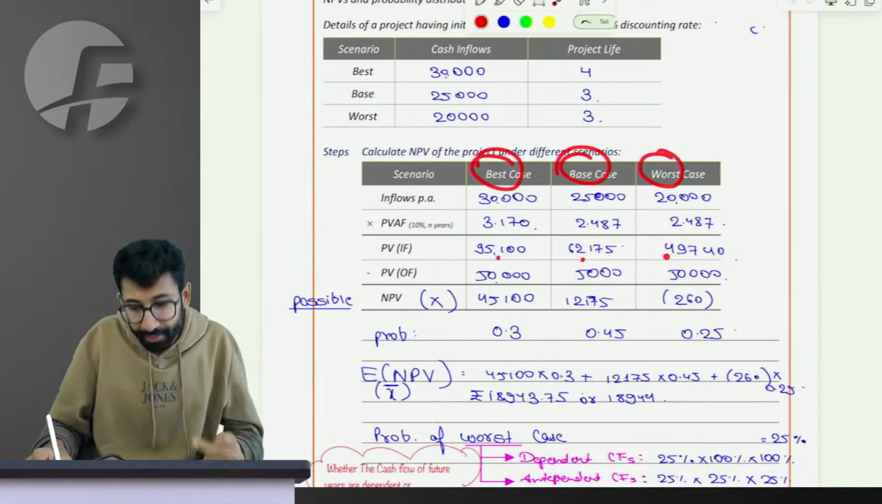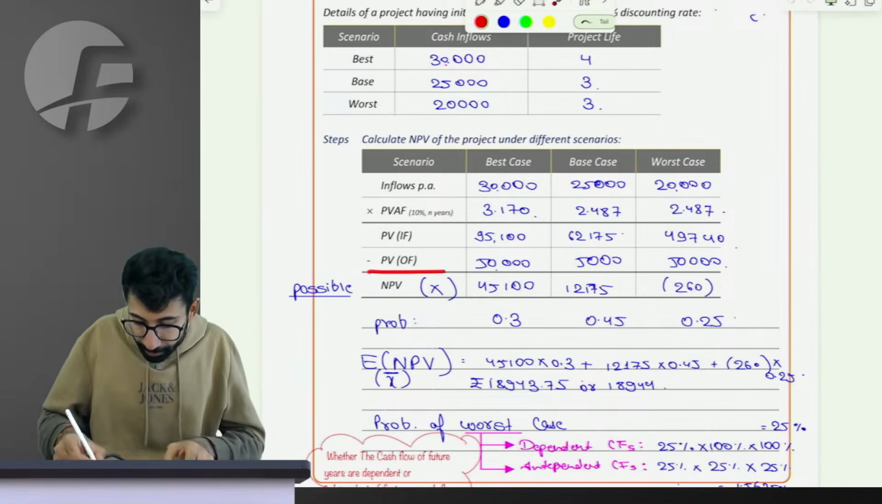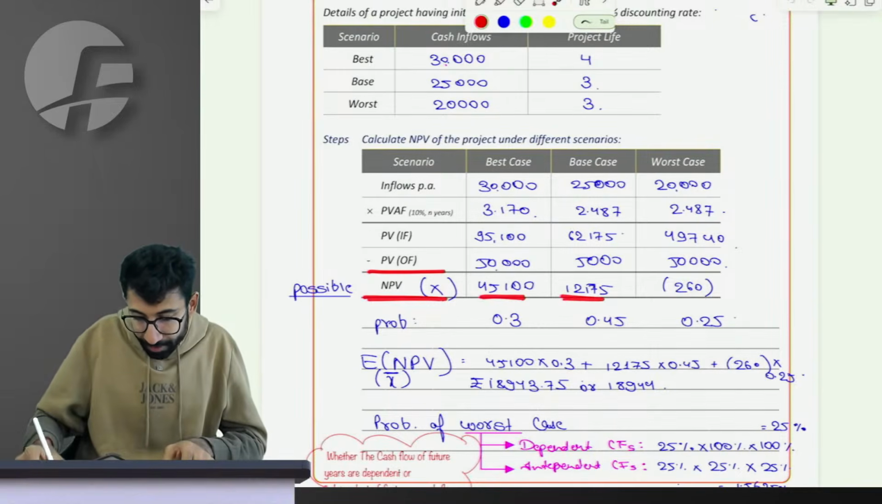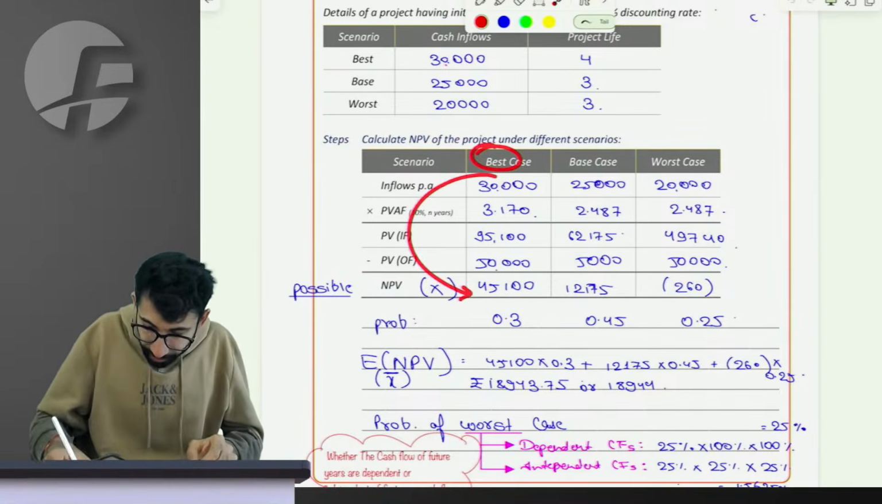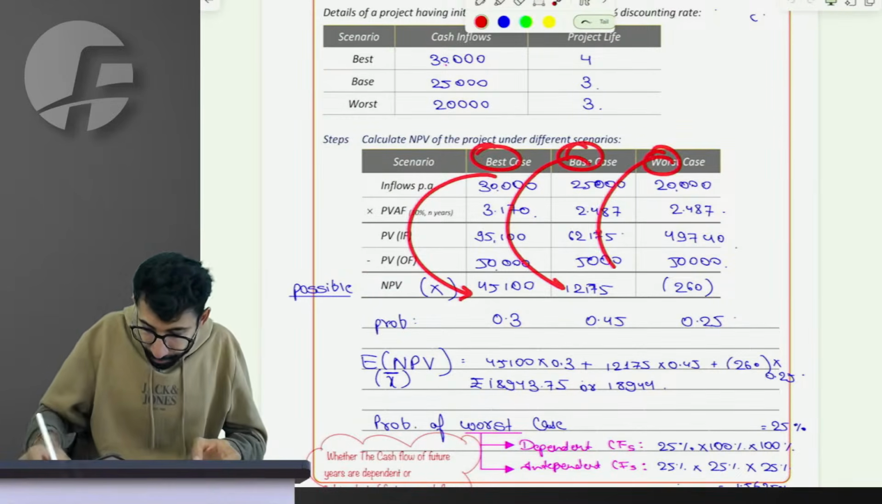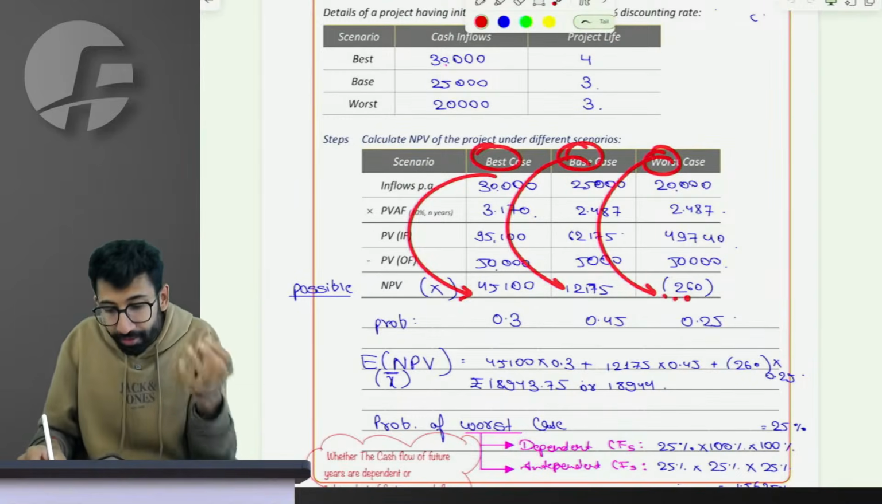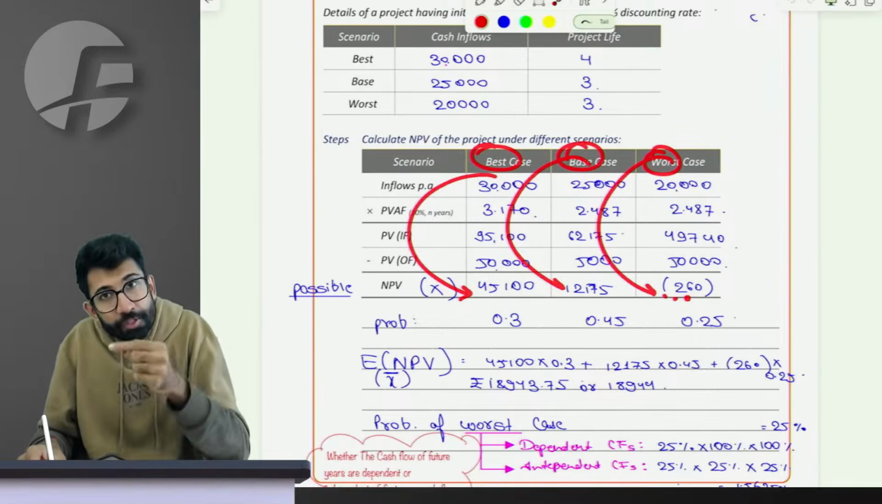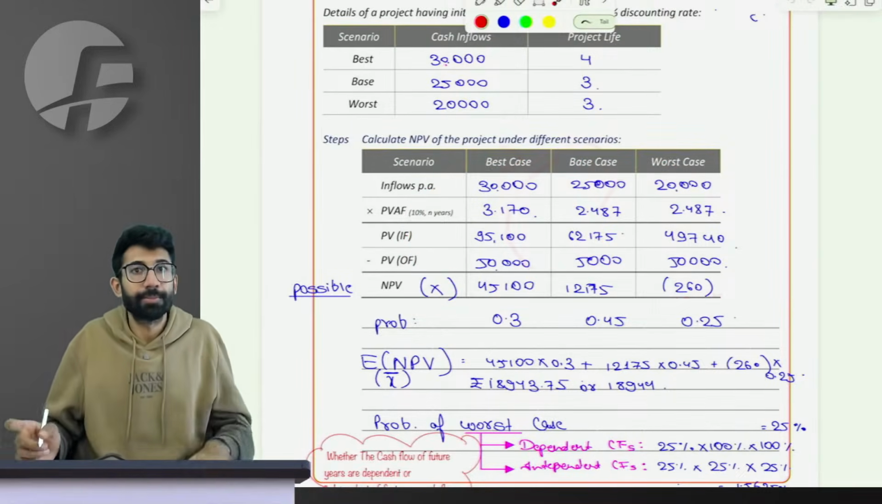Next, if the initial outflow is 50,000 in all three of them, the NPV is 45,100, 12,175 and minus 260. Two positive and one negative NPV. In the best case, I'll have this. In the base case, I'll have this. In the worst case, I'll have this NPV. You can evaluate case-wise which is the best case, which is the worst case, and so on. This is how scenario analysis works.